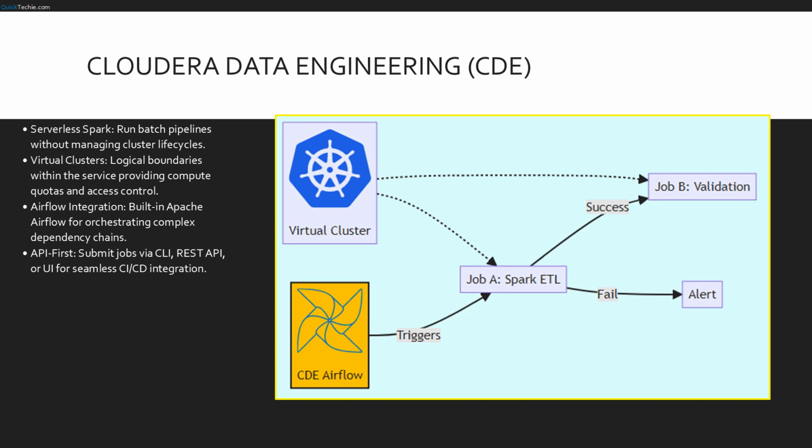This diagram illustrates a CDE workflow. The embedded CDE Airflow service triggers a Spark ETL job. Upon success, it triggers a validation job. Both jobs run within the context of a virtual cluster, which manages the underlying Kubernetes resources dynamically, ensuring resources exist only when the jobs are running.